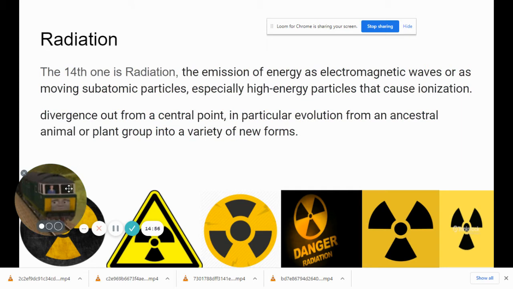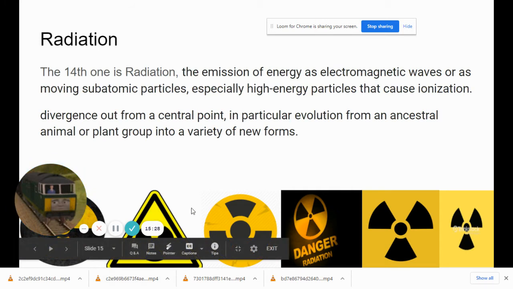All right, radiation. I'll give you a few minutes. The 14th one is radiation: the emission of energy as electromagnetic waves or as moving subatomic particles, especially high-energy particles that cause ionization. Also, divergence out of a central point, in particular evolution for an ancestral animal or plant group into a variety of new forms. That looks like, reminds me of a sign, but it's actually the danger of radiation.